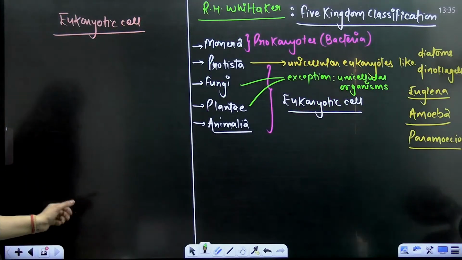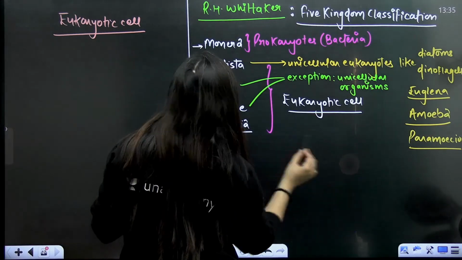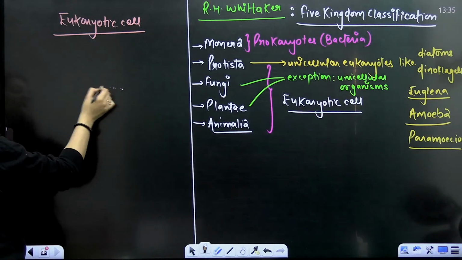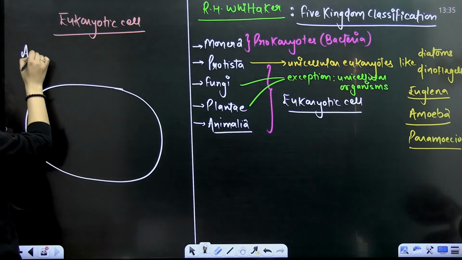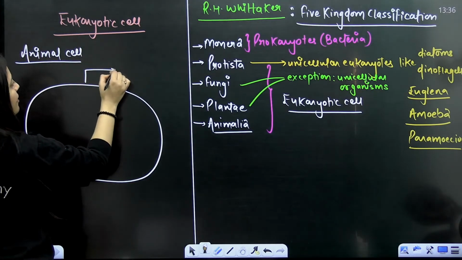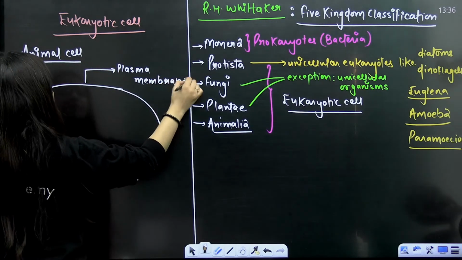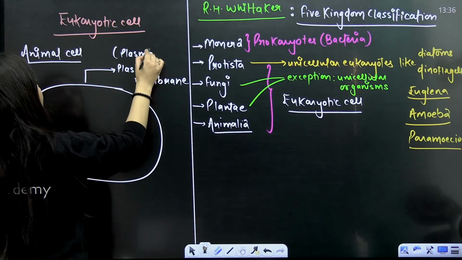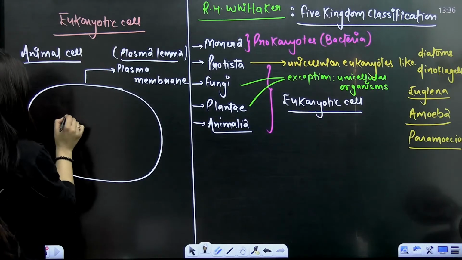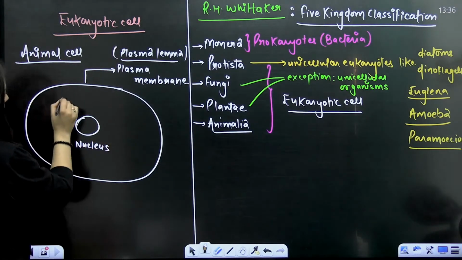In the case of eukaryotes, it's not like that. For example, we will talk about the plant cell and the animal cell. If I talk about the animal cell, it will just have a plasma membrane. It doesn't have any cell wall. The plasma membrane is also known as plasmalemma, or cell membrane. Here you will see the nucleus, and other than that, you'll see the other organelles.